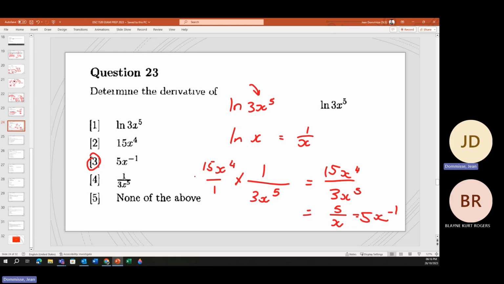So that's the answer that I have on the memo as well. They don't say in the memo how you get there. They just said this is the answer. So it is basically the product rule, I guess, because there's ln and there's 3x. It's the product rule. Yes. Okay.